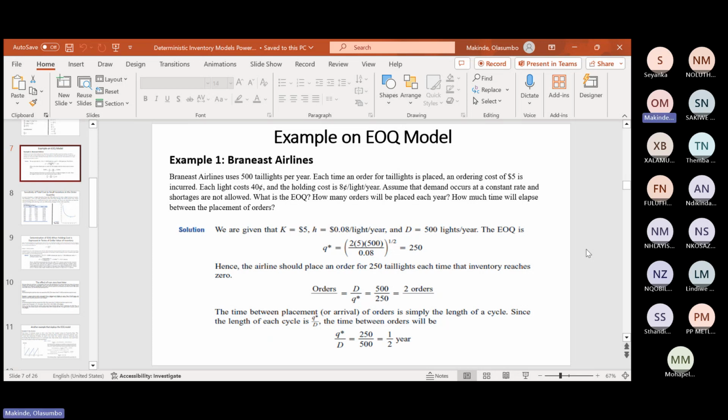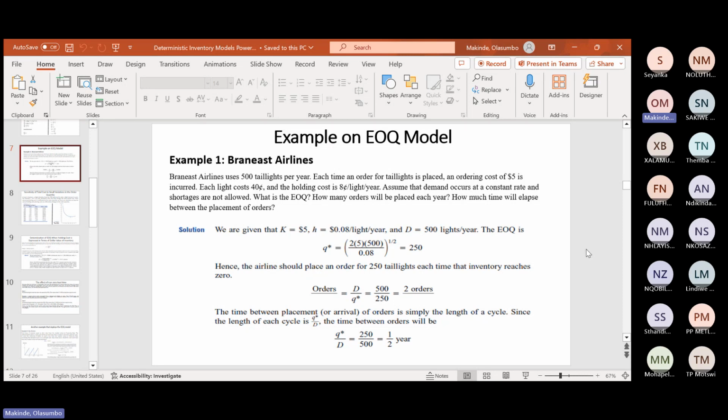And they said each time an order for taillights is placed, an ordering cost of $5 is incurred. That will be our K. So we have seen our capital D to be 500. Ordering cost we represent as K, you remember when we were doing the proving. So K will be $5. Take note of that parameter. And they told you that each taillight costs 40 cents. That is the cost price of buying the light, which we represent as C. So your C is 40 cents, which is 0.4. You can take note of that.